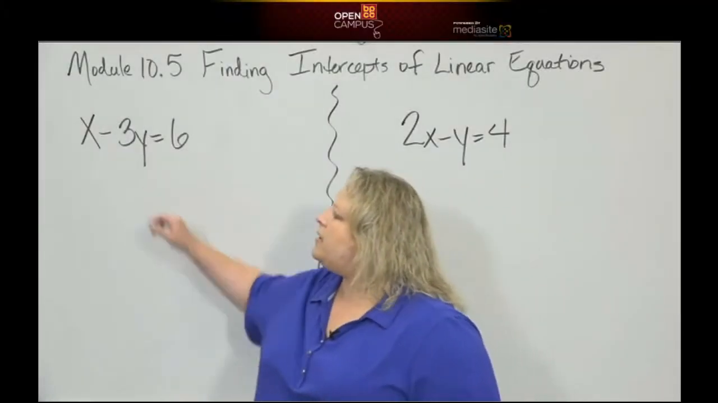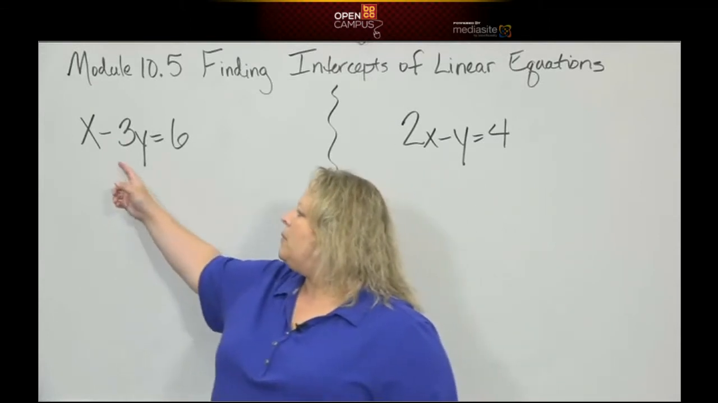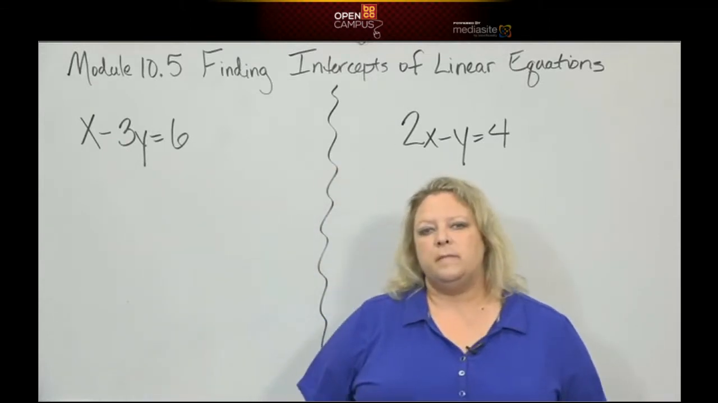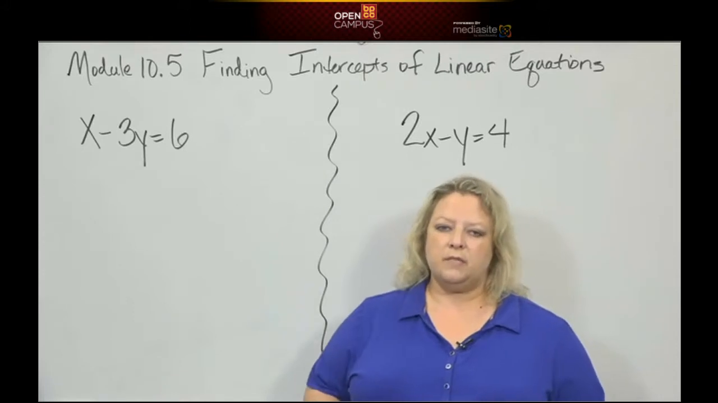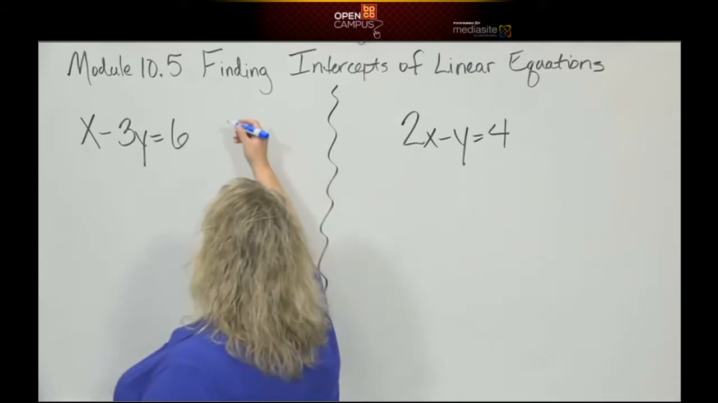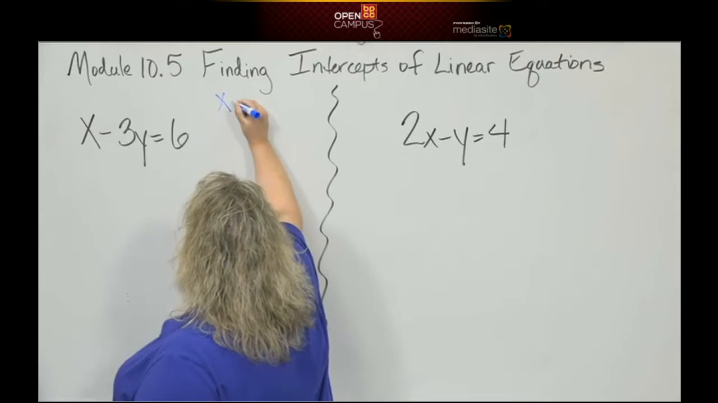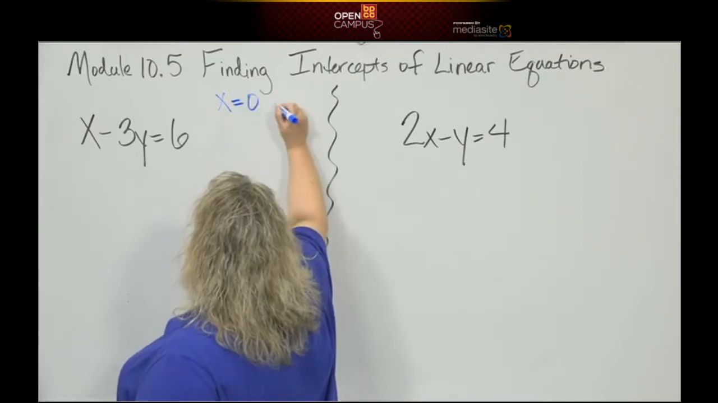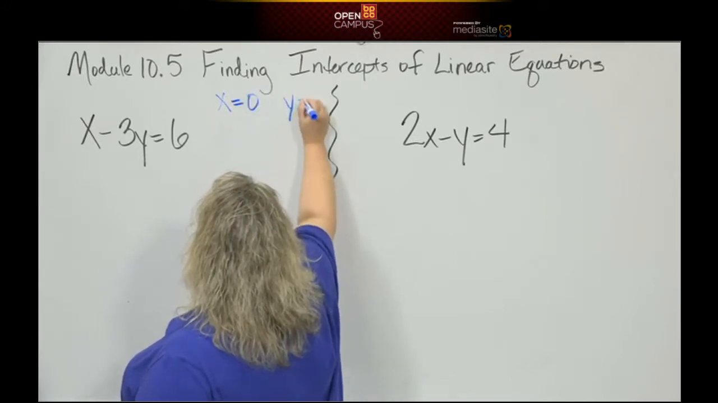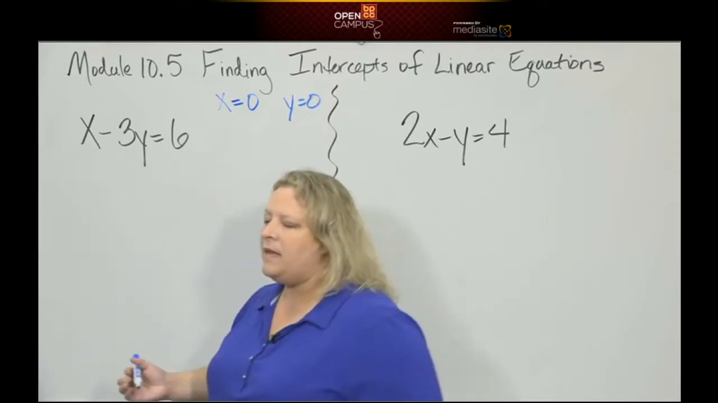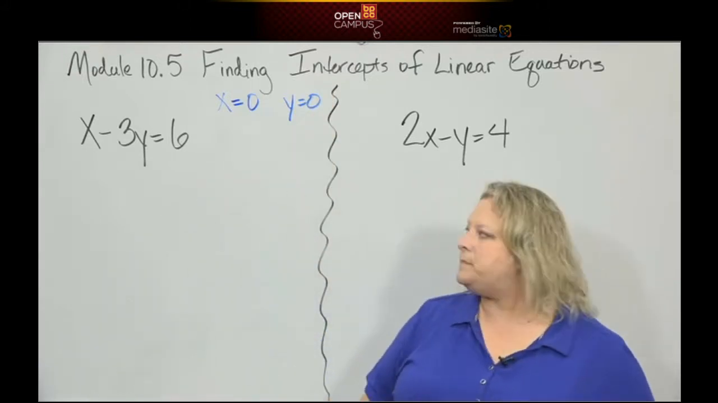Okay, so here is our first equation, x minus 3y is equal to 6. And what we're going to do is use substitution. What I said on the slide was we're going to use x is equal to 0 and y is equal to 0, and we're going to find the x-intercept and the y-intercept.